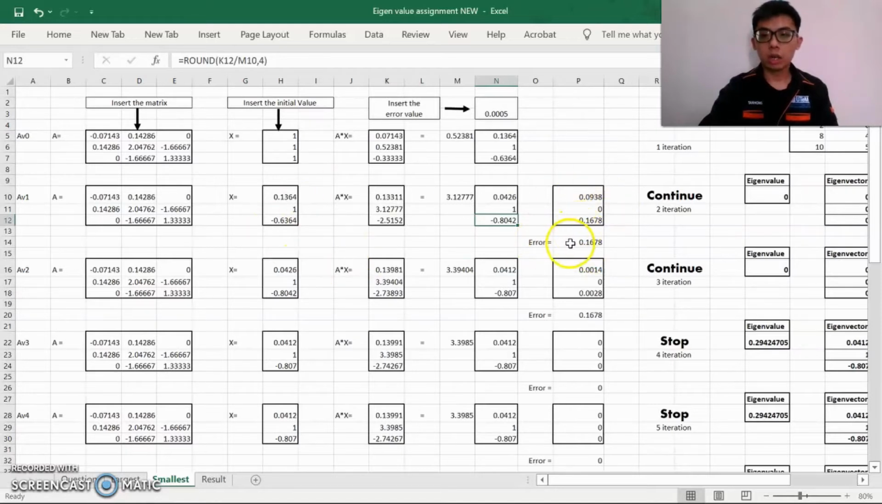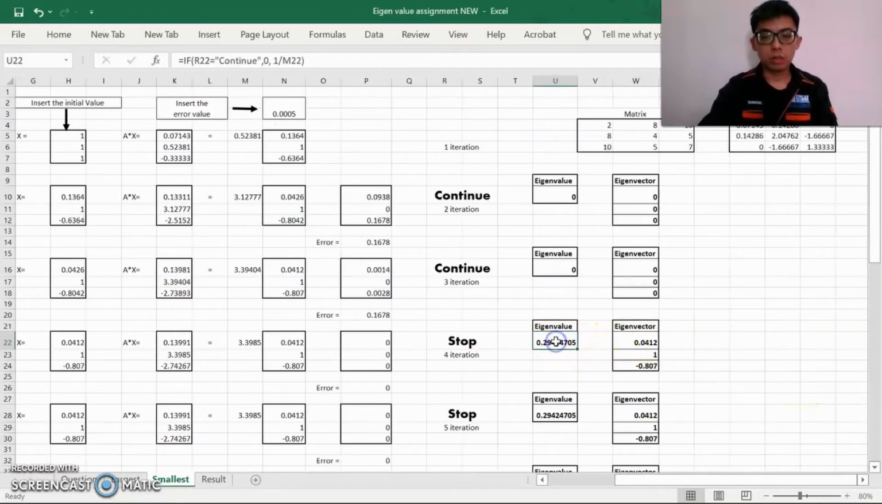So now the error is higher than the error tolerance. We will do the iteration again until here. Stop. The error now is less than the error tolerance and we stop the iteration. So this eigenvalue is 0.2942. We divide 1 over this 3.3985. We have this value. And the vector is still the same.